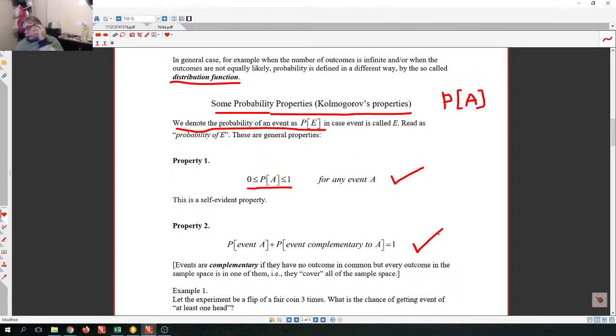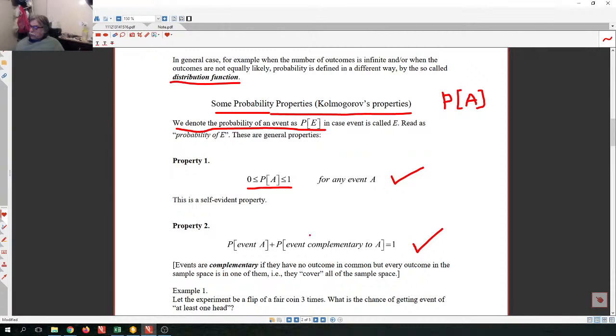So again, events that are complementary each have a probability, and when you add those probabilities, they must be 1. If the first one doesn't happen, that means you have the second one. If the second one doesn't happen, that means you have the first one. So the probability of both of them has to add up to 1, which is also saying that the probability of the whole sample space must be 1, right?